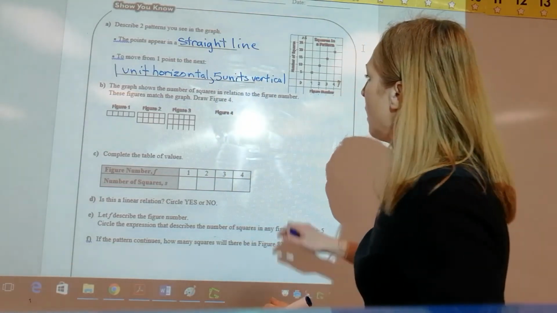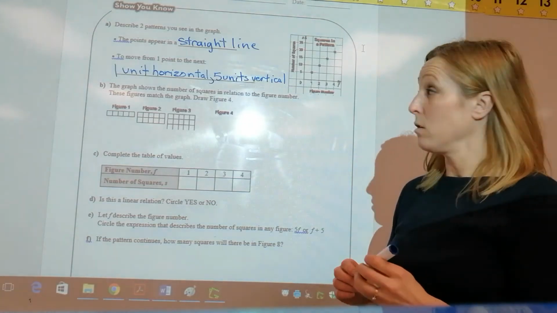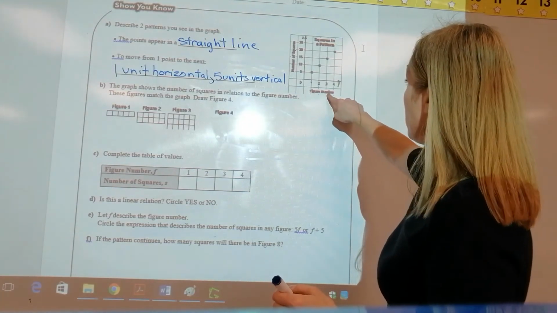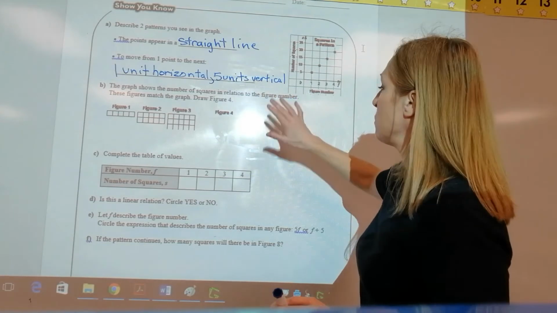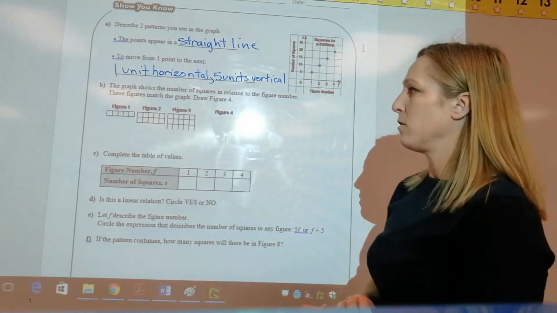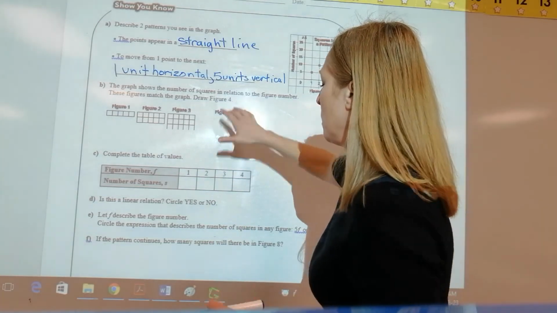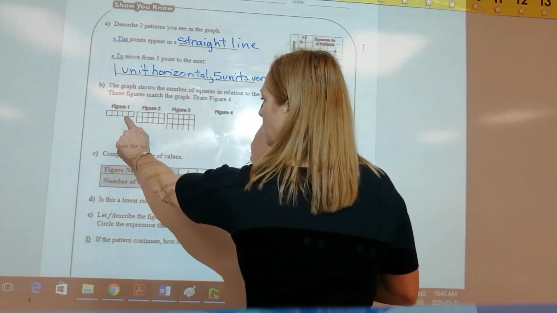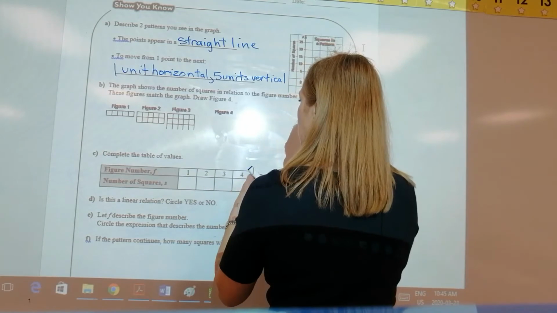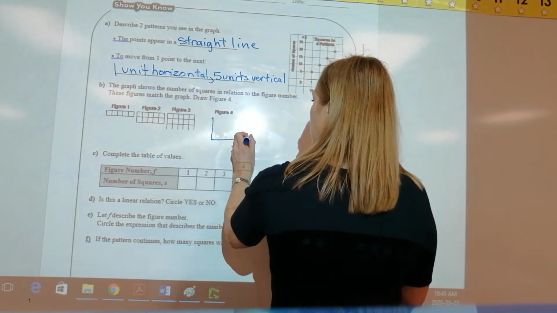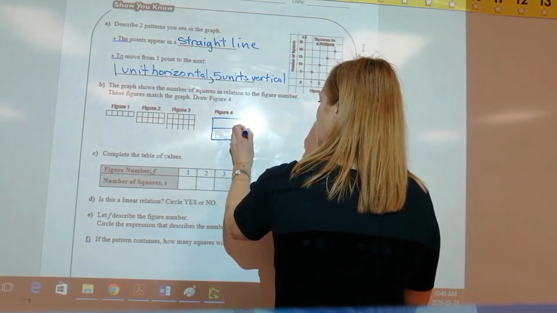Great. The graph shows the number of squares in relation to the figure number. These figures match the graph. Draw figure 4. All right. I see it goes from 5 to 10 to 15. So I'm just going to do this.